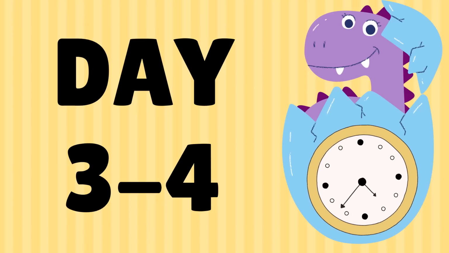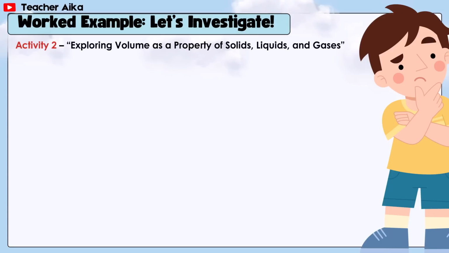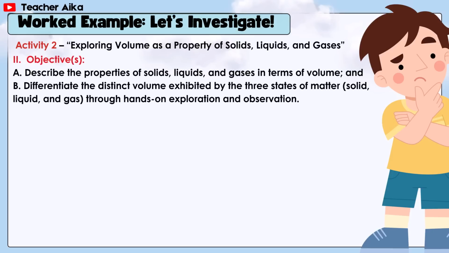Day 3 to 4. Worked example. Activity number 2, exploring volume as a property of solids, liquids, and gases. Objectives: describe the properties of solids, liquids, and gases in terms of volume, and differentiate the distinct volume exhibited by the three states of matter, solid, liquid, and gas, through hands-on exploration and observation.